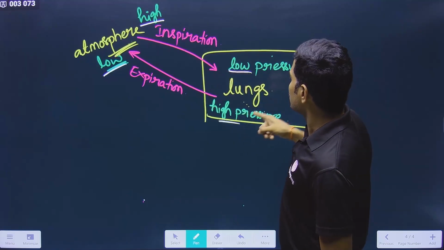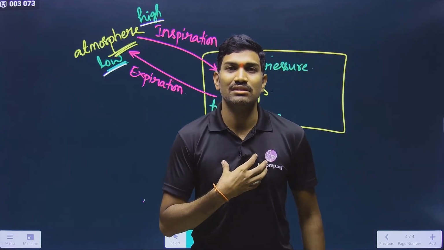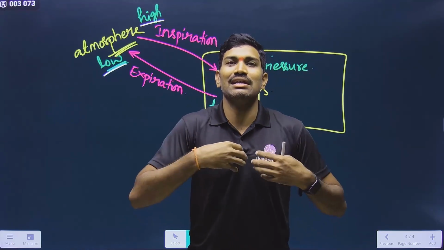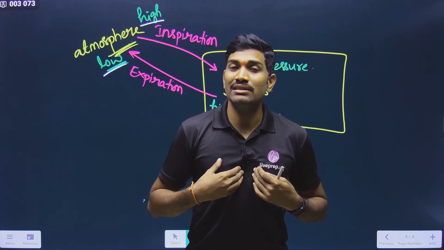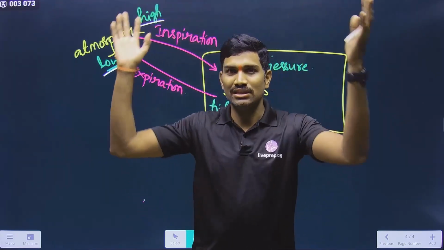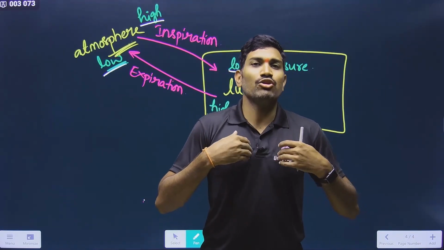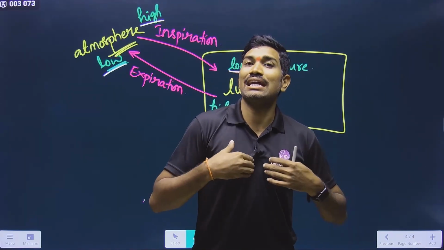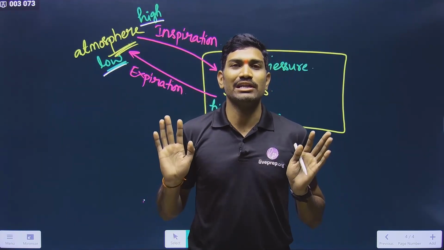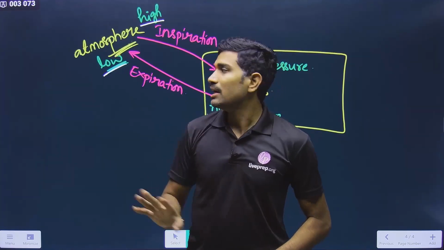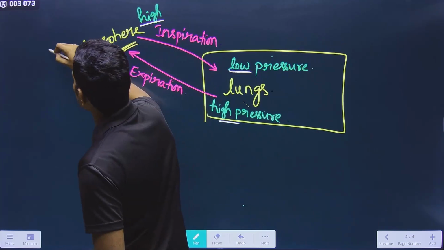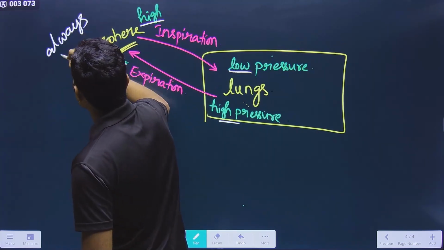can you change the pressure inside the lungs? Yes, we can change. But please remember, as an individual, I have lungs in my thoracic cavity and I can change the pressure inside the lungs. Very good, correct? But now this is the atmosphere. Can I, as a human being, as an organism, change the atmospheric pressure? No, I cannot. Yes or no? That means in this entire process, atmospheric pressure is always constant.